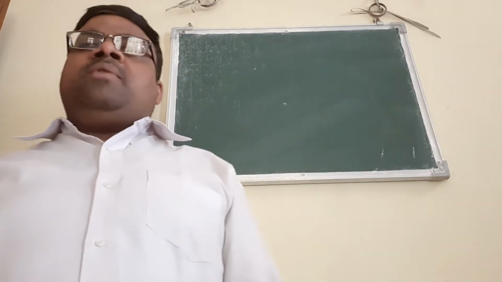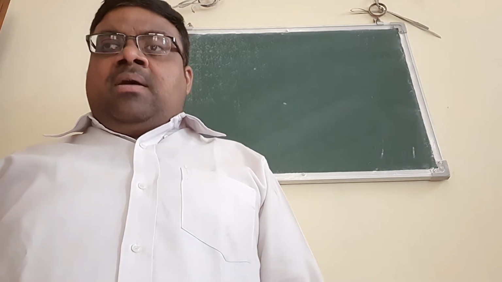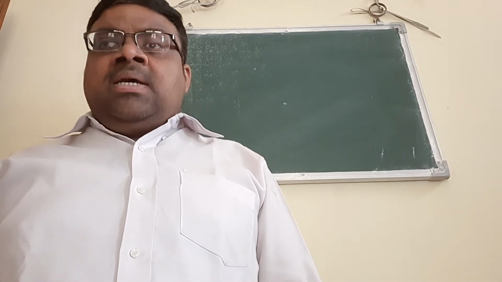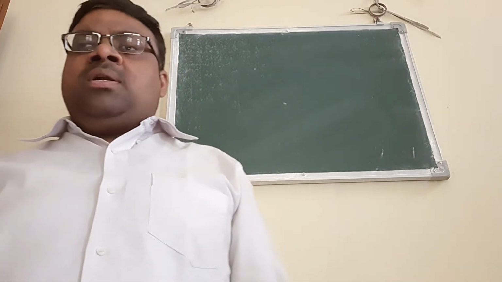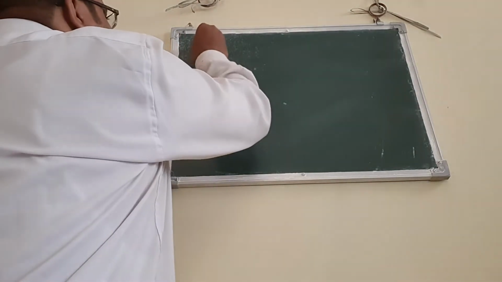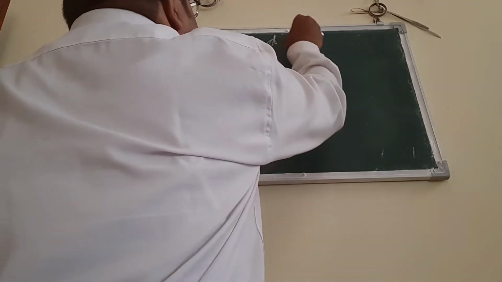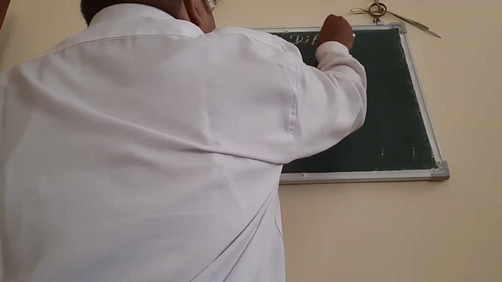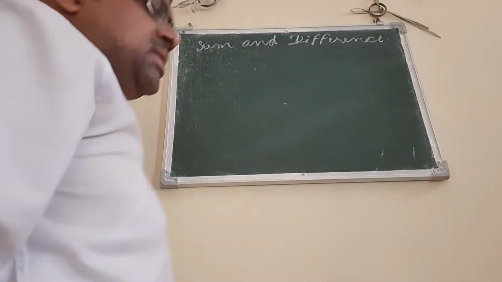Today we are going to do the combination of errors topic in the chapter Measurement of Physics of Class 11. So now we are going to start combination of errors. In this, the first topic is sum and difference. First we will derive the formula for sum.